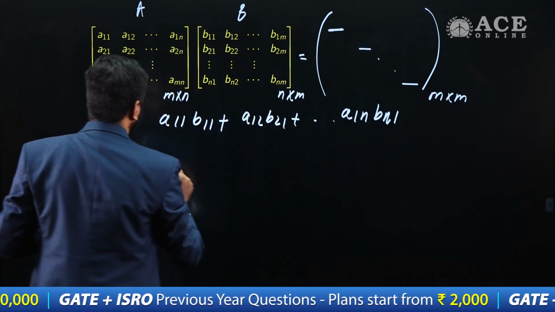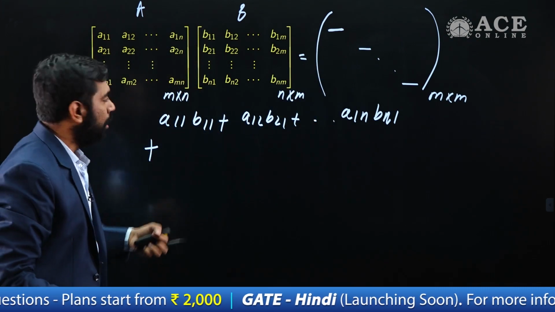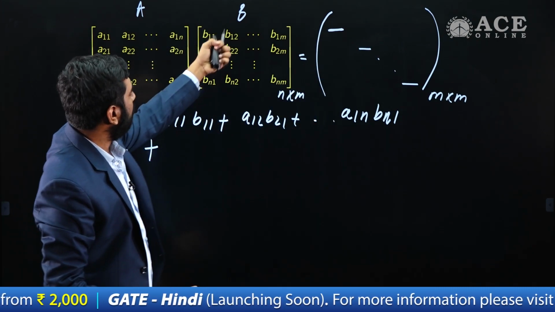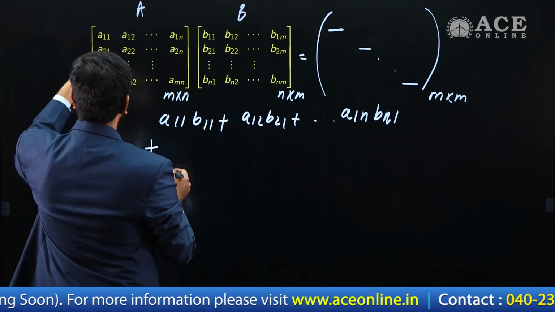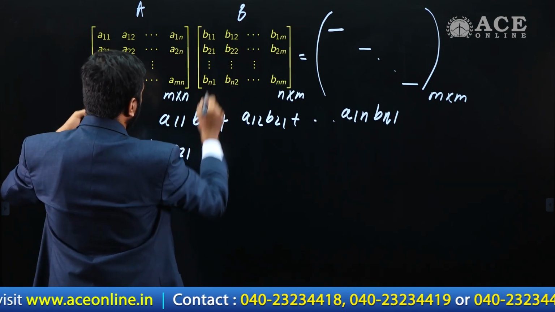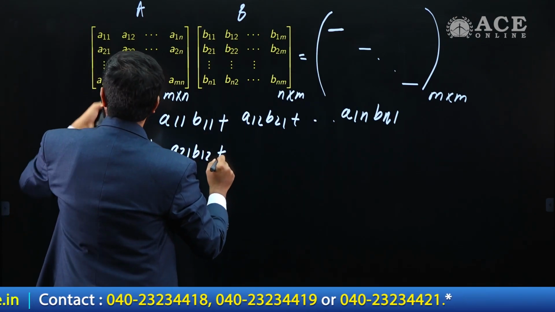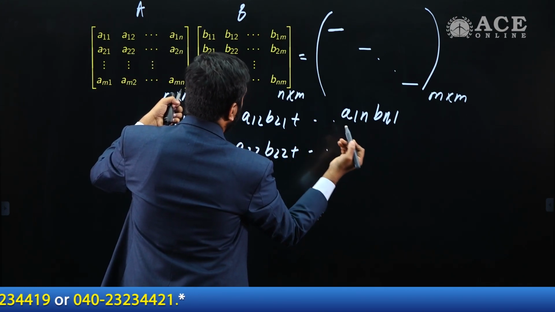Now I'm going to add the next element. How do you get that element? The second row of A multiplied with the second column of B. So what do you get? You have to multiply it a little carefully. This is A21 multiplied with B12 plus A22 multiplied with B22 plus so on.